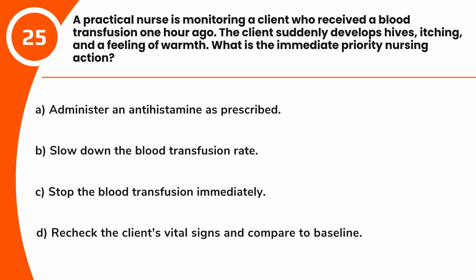Question 25. A practical nurse is monitoring a client who received a blood transfusion 1 hour ago. The client suddenly develops hives, itching, and a feeling of warmth. What is the immediate priority nursing action? A. Administer an antihistamine as prescribed. B. Slow down the blood transfusion rate. C. Stop the blood transfusion immediately. D. Recheck the client's vital signs and compare to baseline.